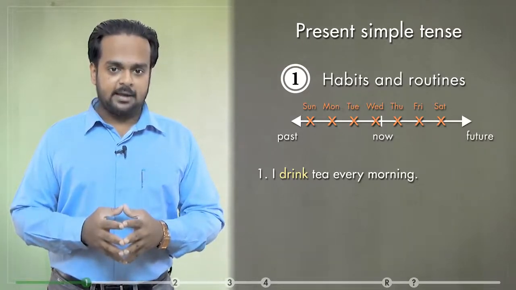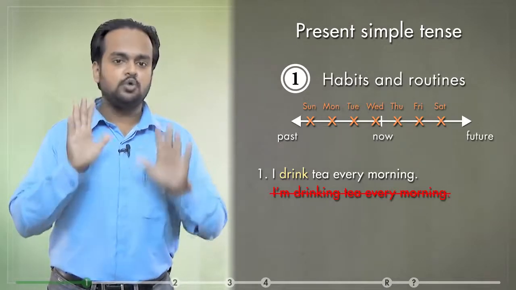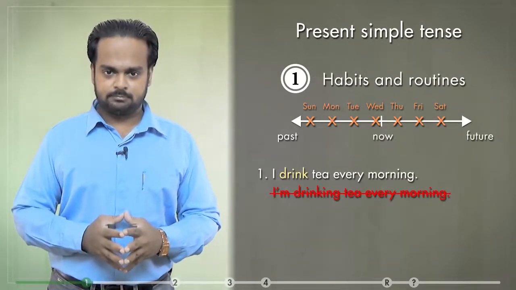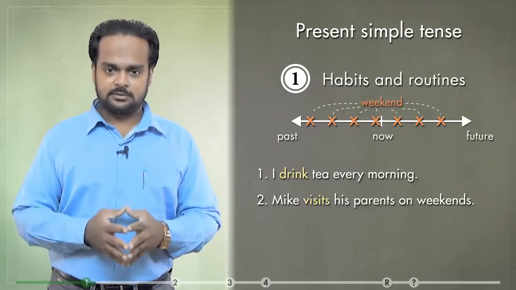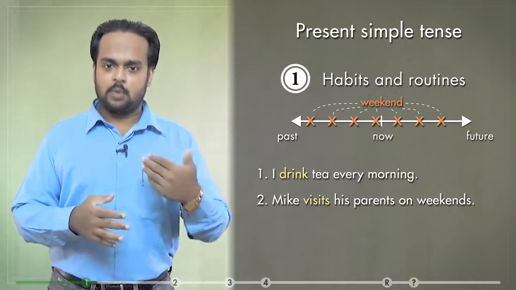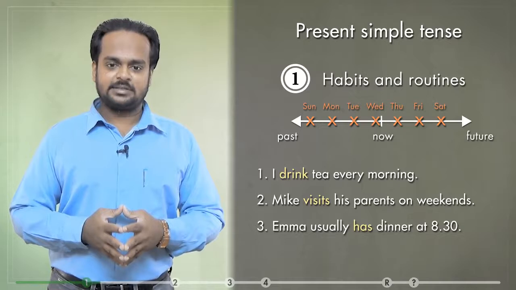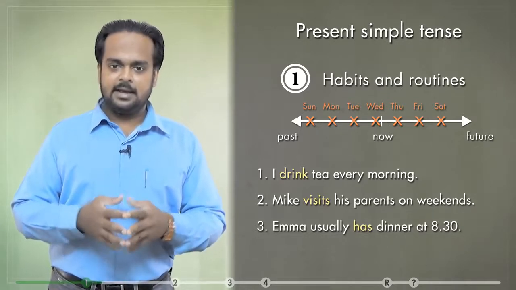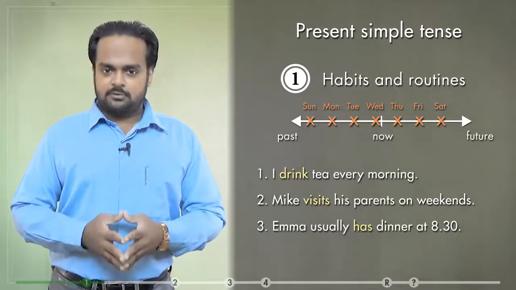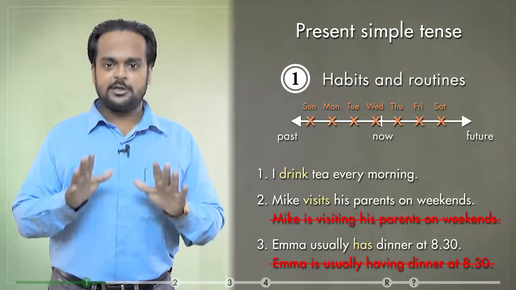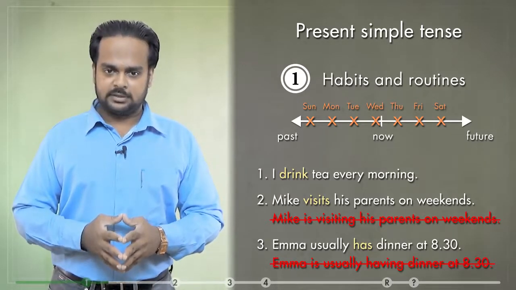Now, it would be wrong to say, I'm drinking tea every morning, because this is a habit. And for habits, you must use the present simple tense. All right, here are some more examples. Mike visits his parents on weekends. Again, this is something that Mike does regularly, every weekend. In our next example, Emma usually has dinner at 8:30, meaning that it's part of her routine to eat dinner at 8:30 every day. In both of these sentences, you should not use the continuous form. Remember that.